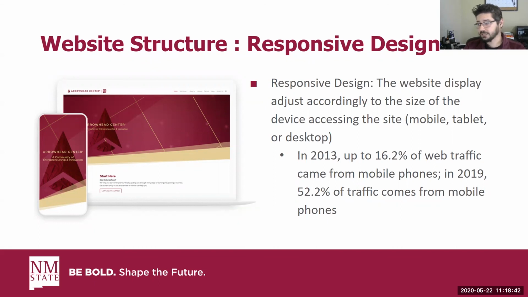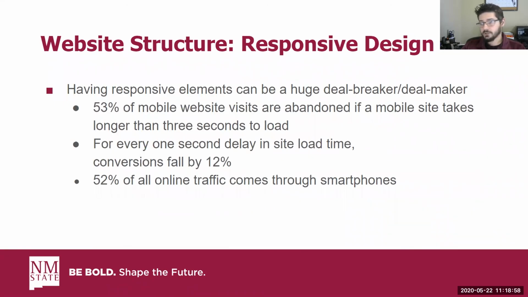In 2013, only 16% of web traffic came from mobile devices, but in 2019, about 52% of traffic came from cell phones. So designing for the cell phone and the mobile devices is just as important as for the desktop. So having these responsive elements can be a huge deal. Like I said, 53% of mobile website visits were abandoned if a mobile site takes longer than 3 seconds to load. For every 1 second delay in site load time, conversions fall by 12%. Like I said, 52% of all online traffic comes through smartphones.